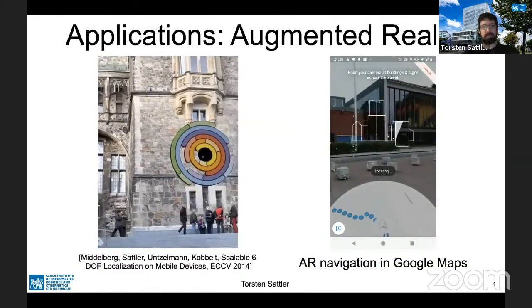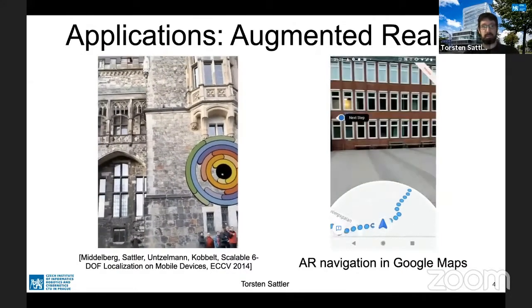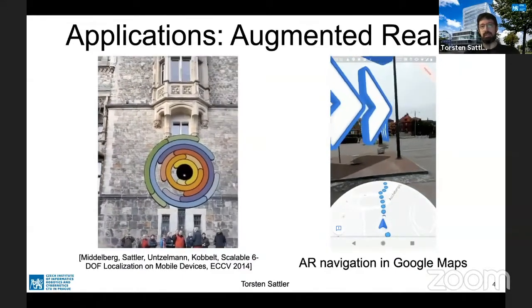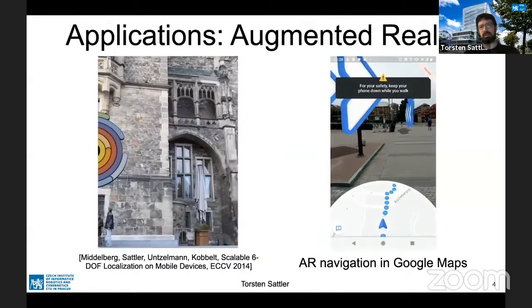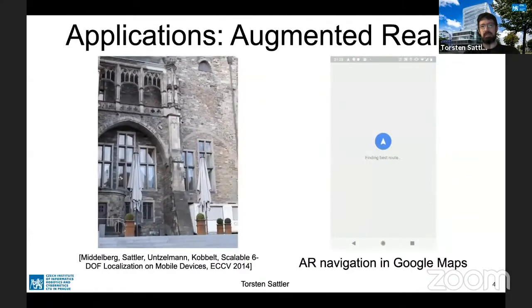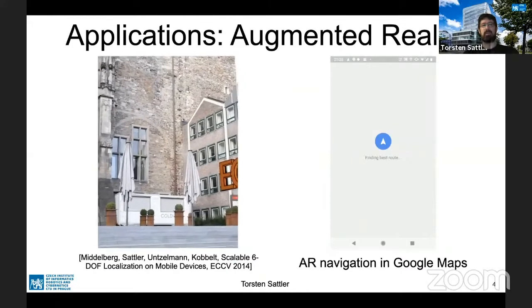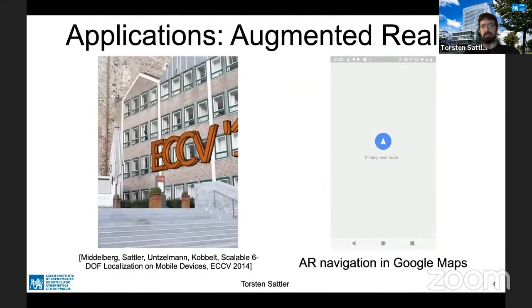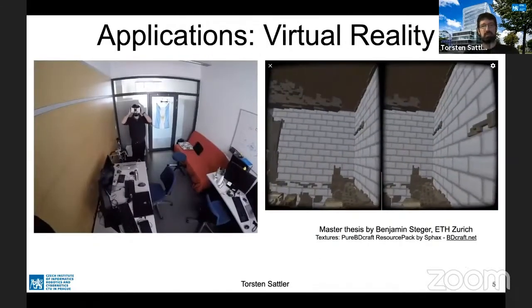Another application area is augmented reality. On the left, you see an example from a paper that I was involved in where we display virtual objects into the field of view of the user. On the right, you can see a screen grab of Google's AR navigation feature, which they launched, I think, last year. In both cases, we try to figure out where we are in the world, and once we know this, we can augment the view of the user by projecting virtual objects into his field of view.